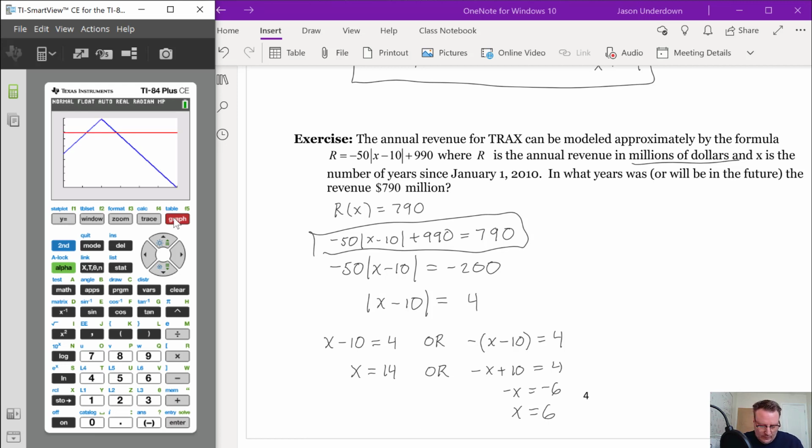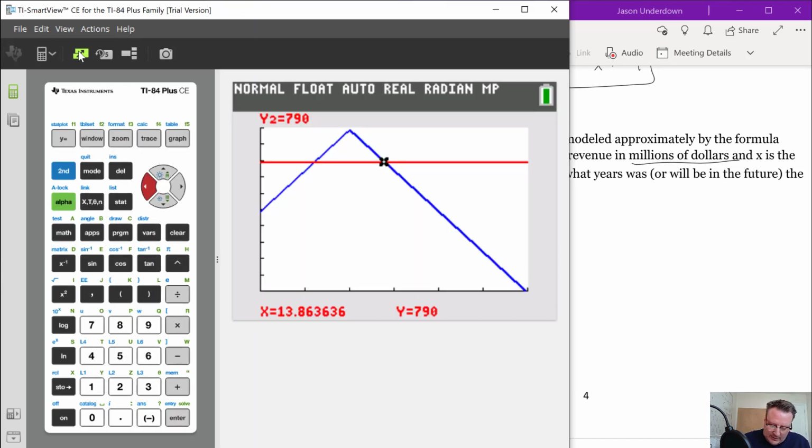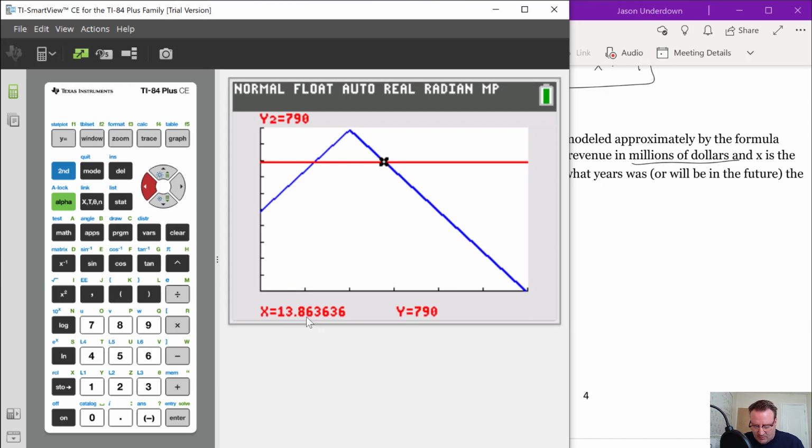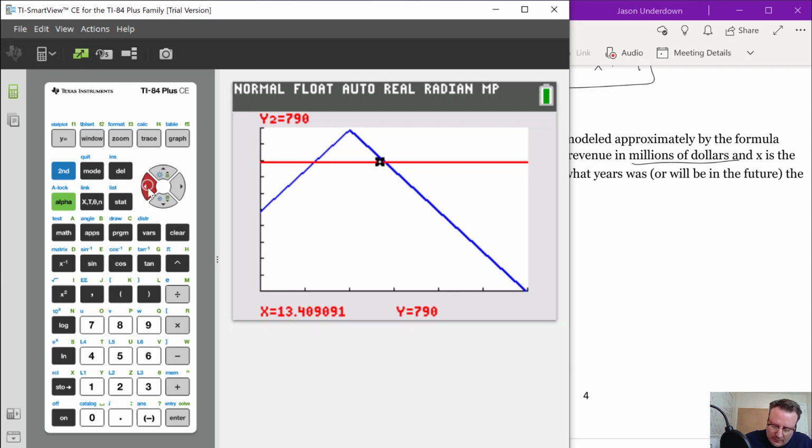Okay, so the blue graph is the revenue, and the red graph represents a revenue of 790. If I trace this, I'm going to put my cursor on the red graph there. Let me make this bigger so you can see this. It's using approximate values, so yeah, when x is about 14, we get 790. Okay. And if I come over here, let's see.